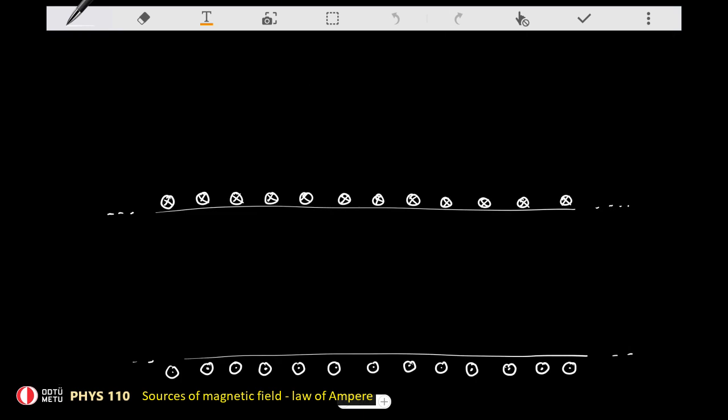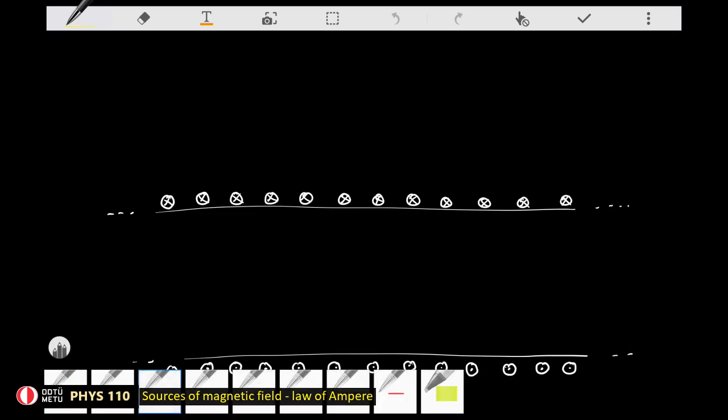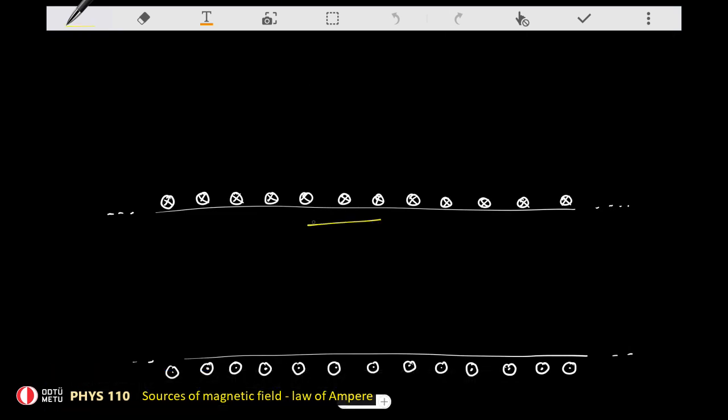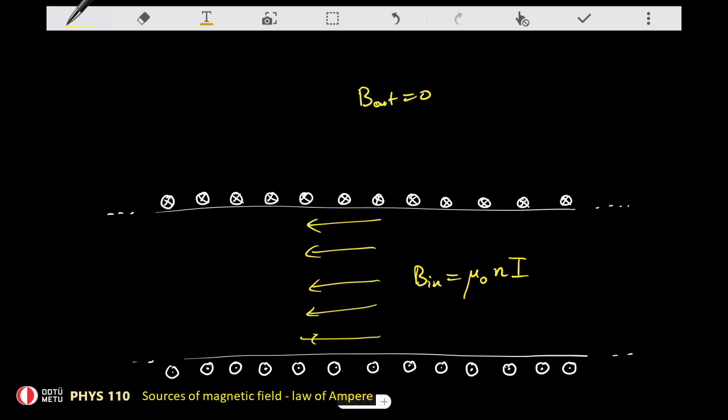So let's just repeat the argument again in here. Inside a solenoid, the magnetic field is uniform and has a magnitude given by mu0 times n times I. Outside, the magnetic field is equal to 0. Right? Let's also say why this formula is relevant.